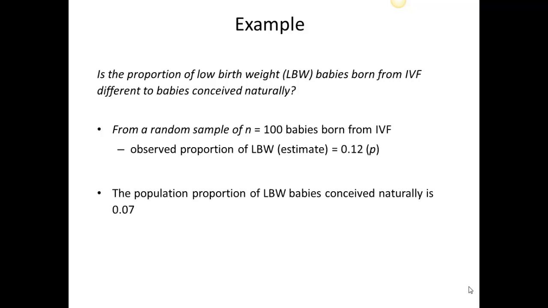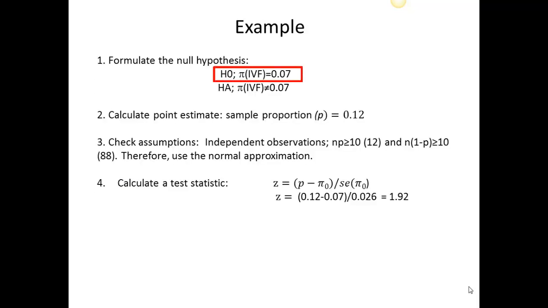naturally. So we've got a random sample of 100 babies, and the proportion of low birth weight in this sample was 0.12 or 12%. We know that the low birth weight proportion among babies conceived naturally is 0.07 or 7%. So this is our hypothesized null value that we will test against. Our null hypothesis is this then, that among IVF babies, the proportion of low birth weight babies is equal to 0.07. In the sample we collected, the point estimate was actually 0.12.